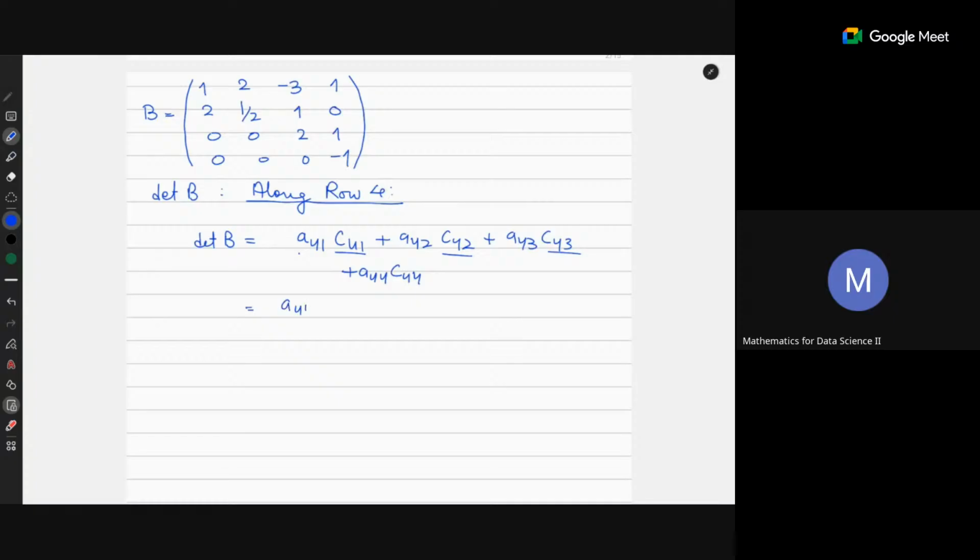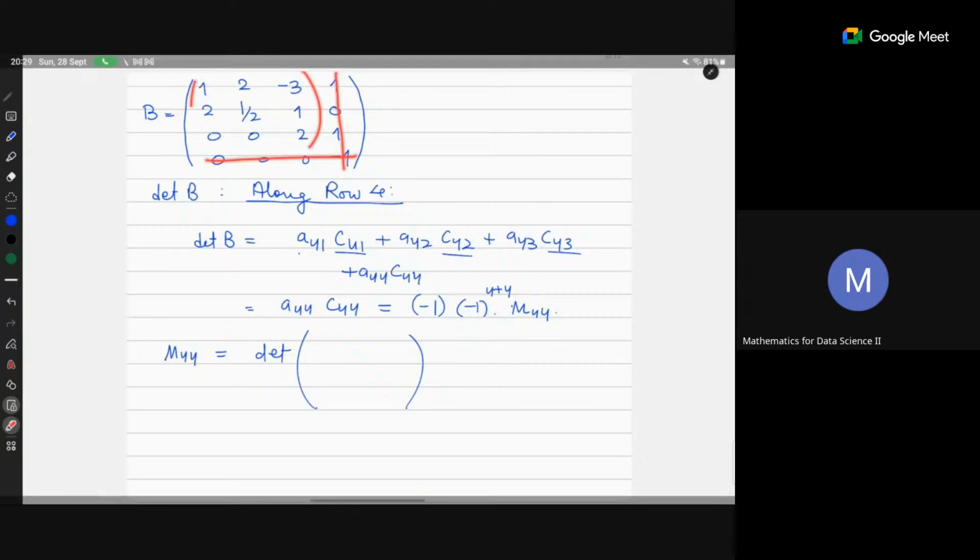So it will be just equal to A44 C44. Now what is A44 C44? It is minus 1, and then minus 1 to the power 4 plus 4 times M44. Now what is M44? M44 is the determinant after removing the fourth row and fourth column. So it is the determinant of this matrix.